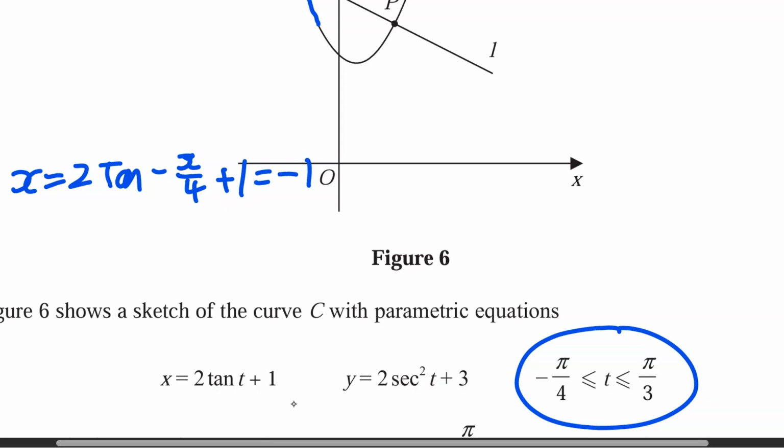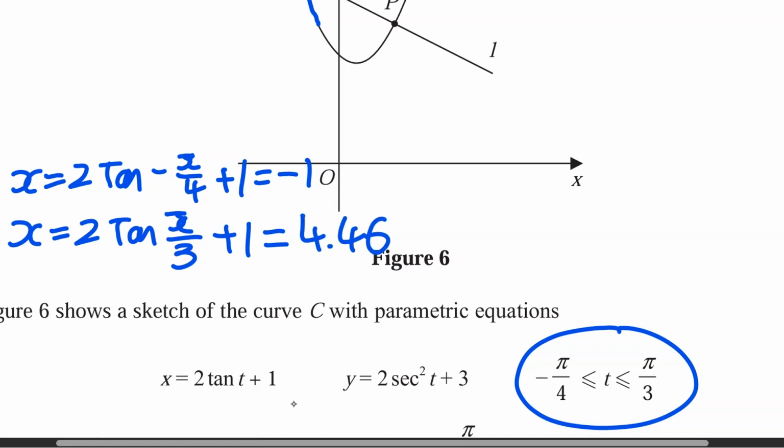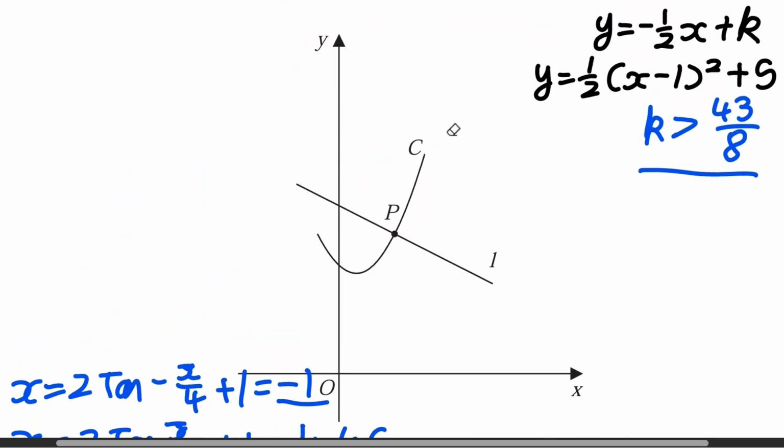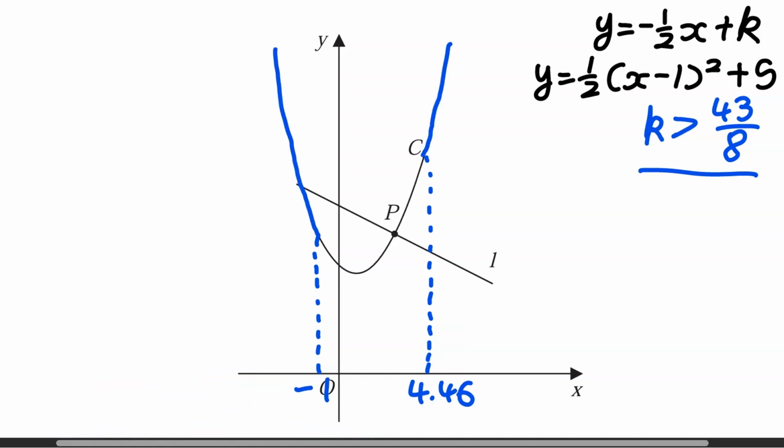If you sub in the upper limit, x is equal to 2 tan of t, where t is equal to pi over 3, and then plus 1. If you put this into your calculator and round it to 2 decimal places, it's equal to 4.46. So this is the minimum value that x can have, and this is the maximum value that x can have. What this means is we don't get these sections here. x only goes up to here, where it's equal to minus 1, and x only goes up to here, where it's equal to 4.46.